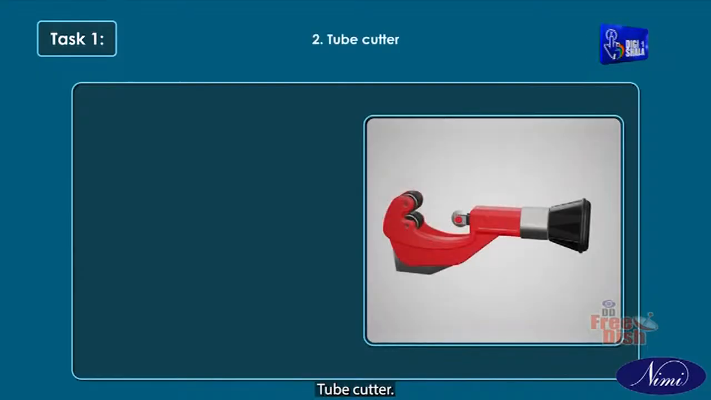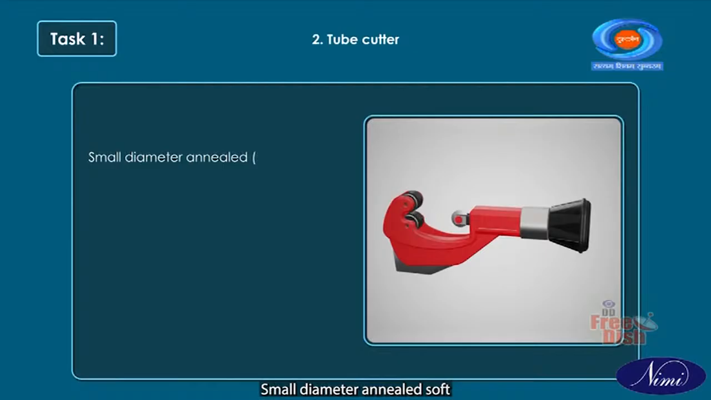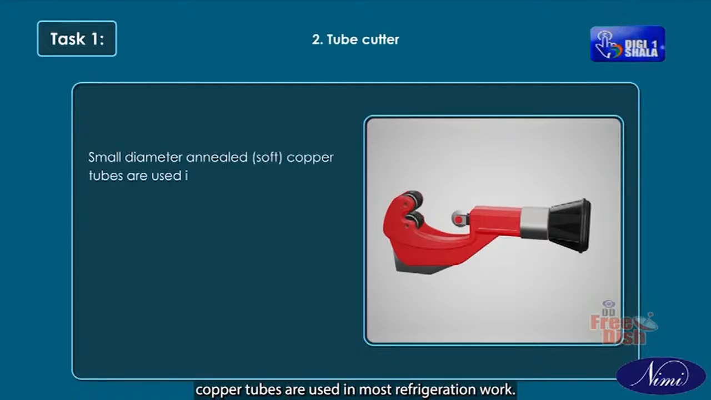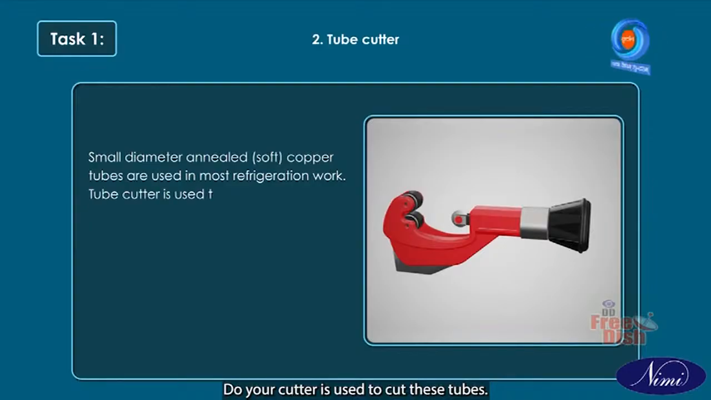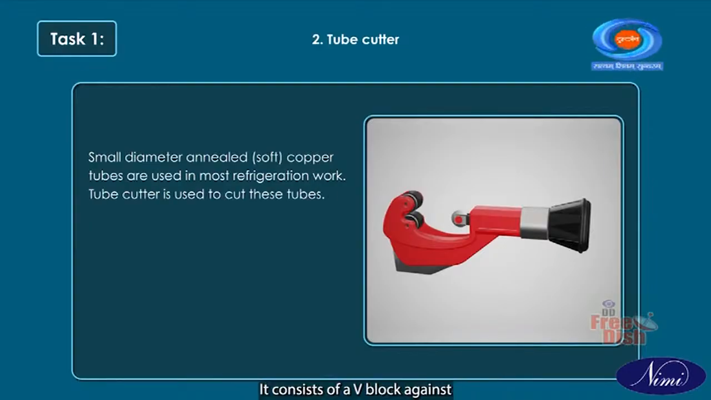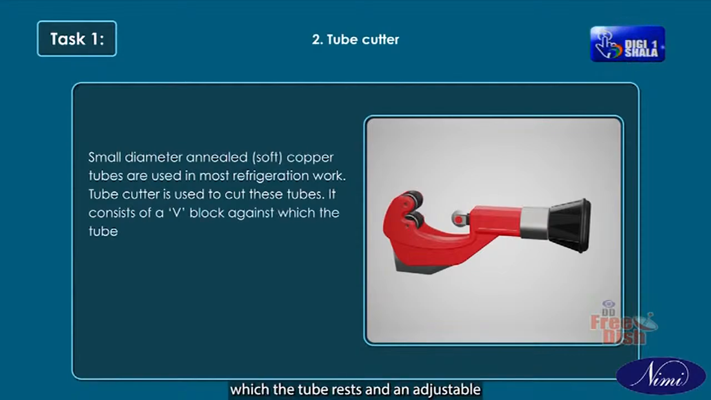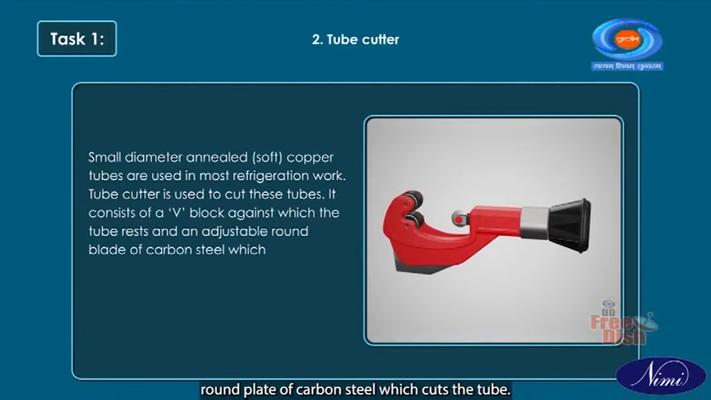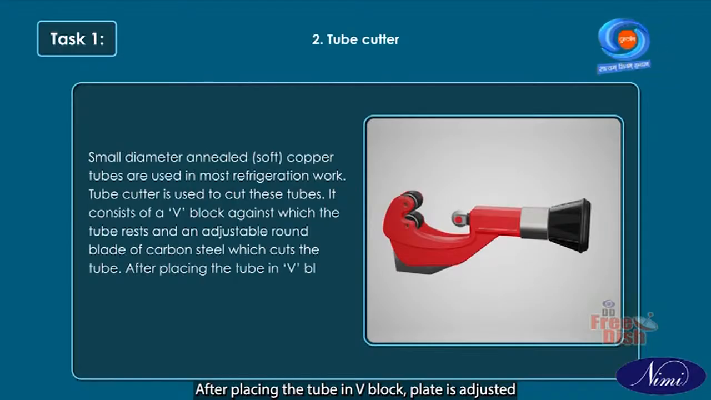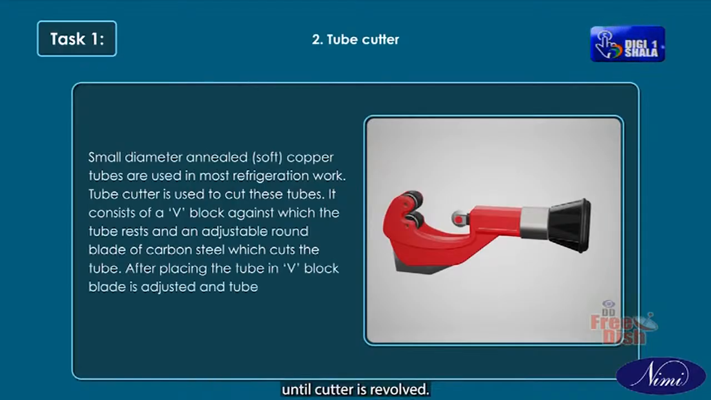Number 2. Tube cutter. Small diameter, annealed, soft copper tubes are used in most refrigeration work. Tube cutter is used to cut these tubes. It consists of a V-block against which the tube rests and an adjustable round plate of carbon steel which cuts the tube. After placing the tube in the V-block, the plate is adjusted and the tube cutter is revolved around the tube to cut the tube.